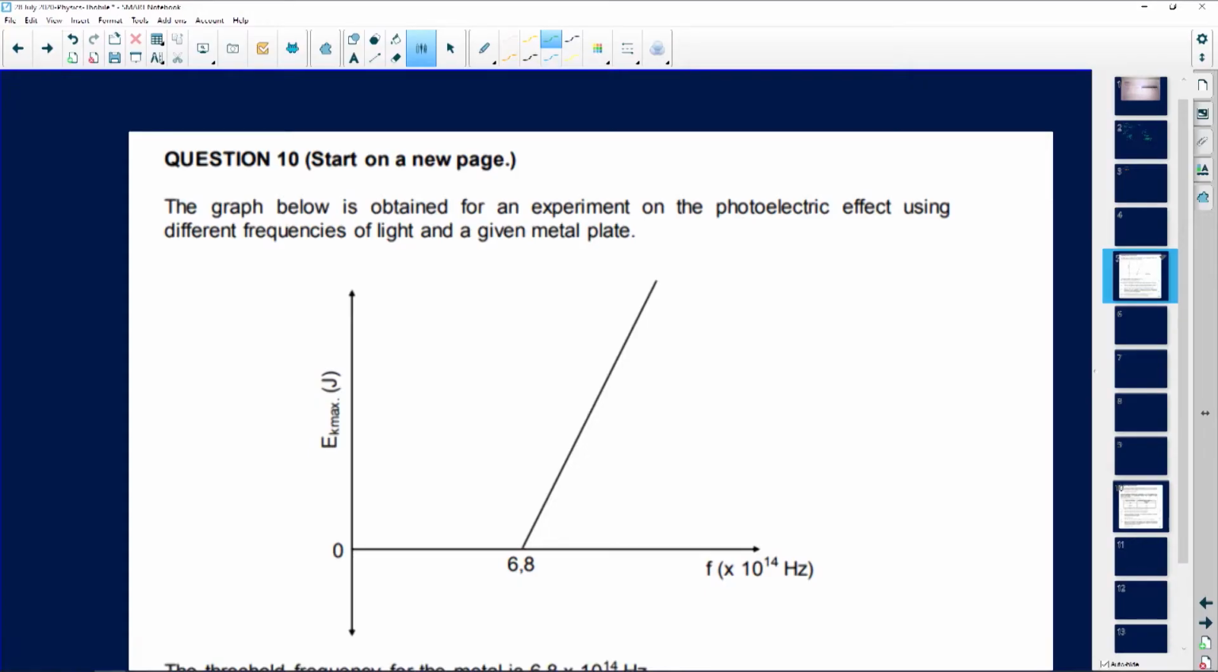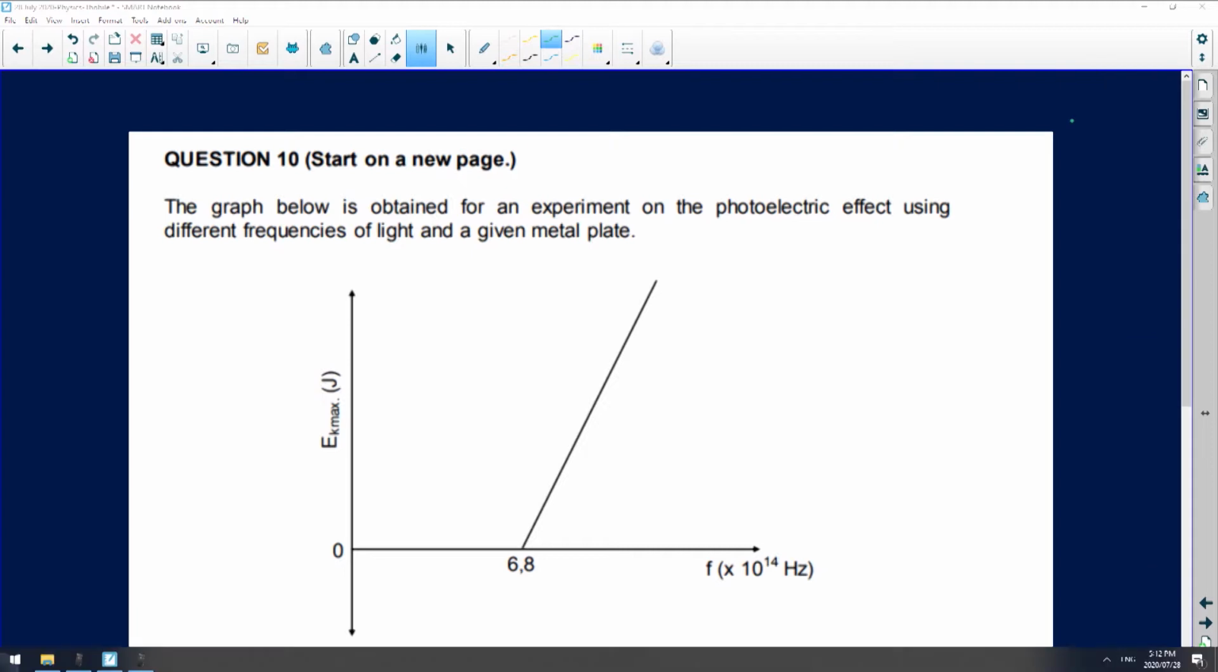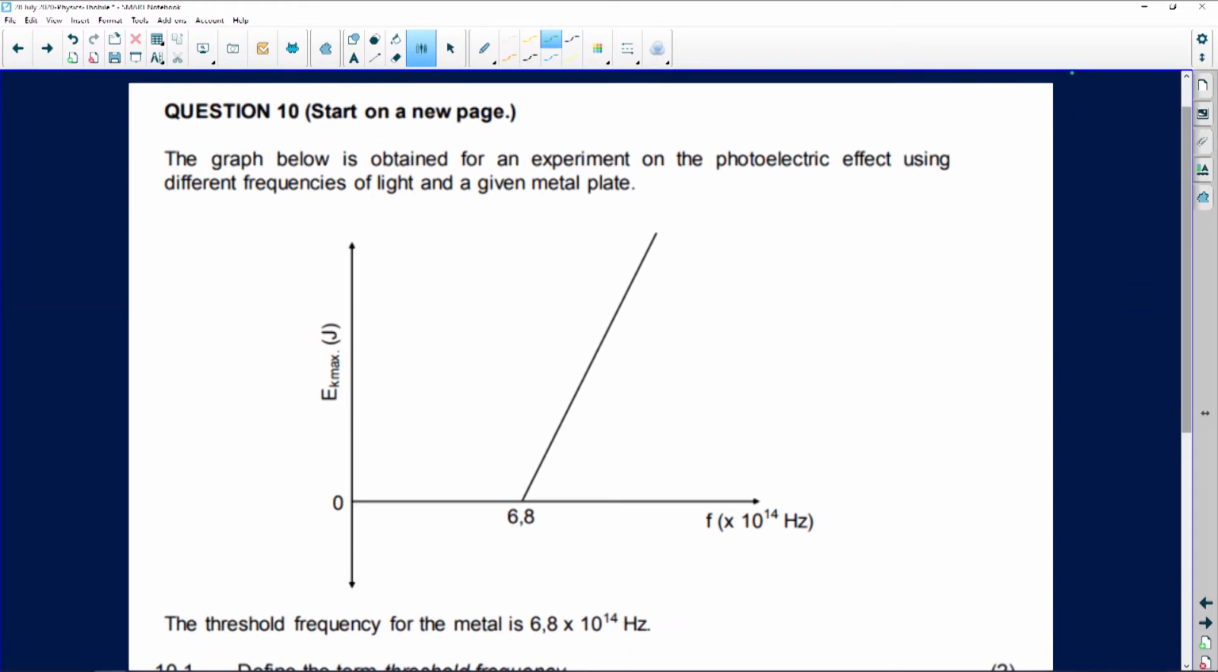So now I've got question number 10 from this question paper, and they've given us a graph. Something you must always remember: if you're ever given a diagram, a graph, a table, and so forth, your answers must come from that table. You cannot bring in answers that were not given. For an example, let's go back to the previous question.